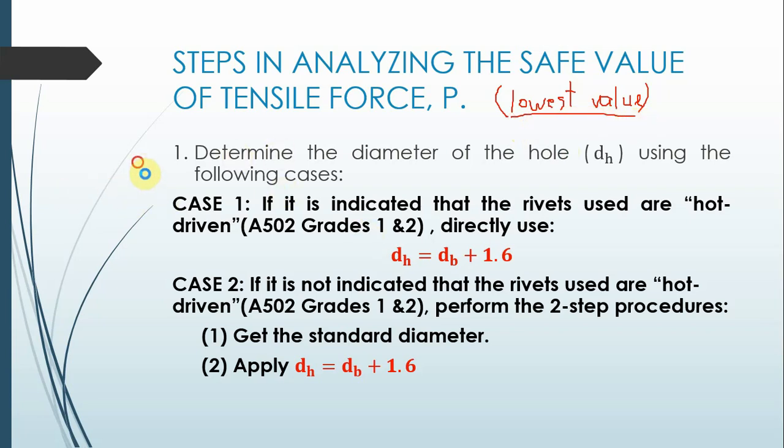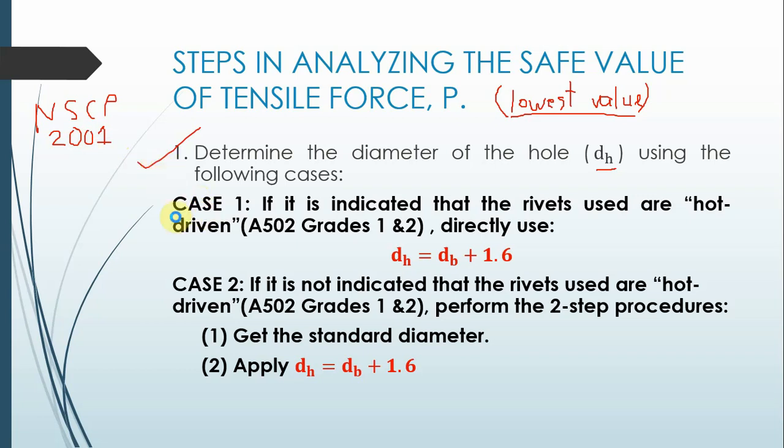So these are the steps. First, we have to determine the diameter of the hole, D sub h, using the following cases. This is very important because the diameter of the hole serves as an allowance when calculating the value of P in different modes of failure. Based on experience, there are three cases to consider in terms of NSCP 2001, because this problem is one that, until now, still appears in the board exam.